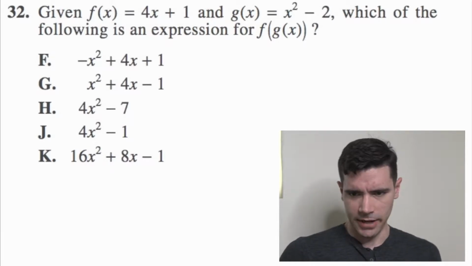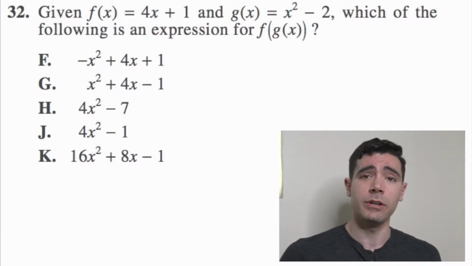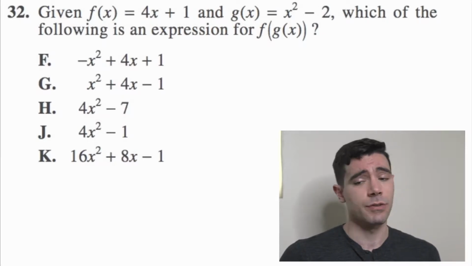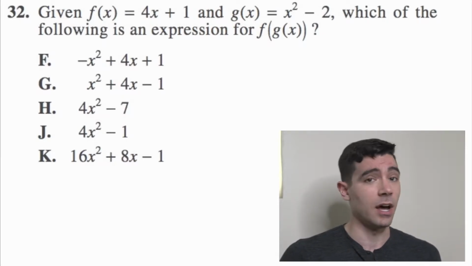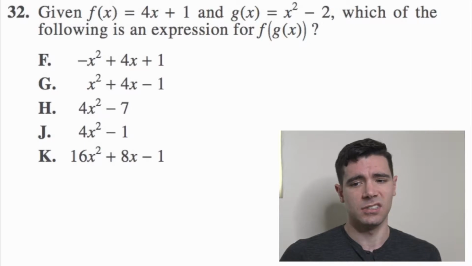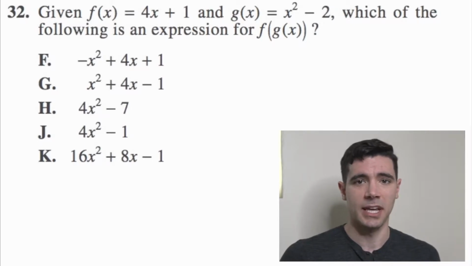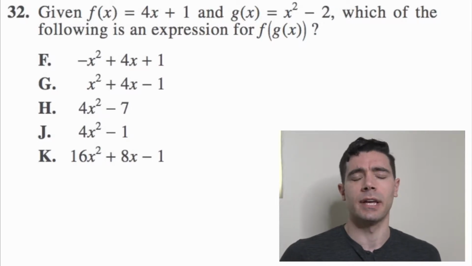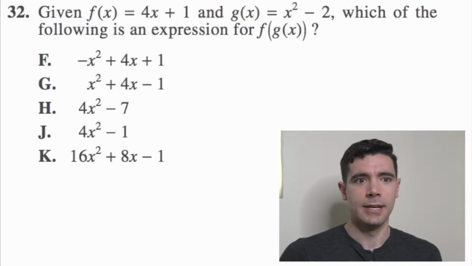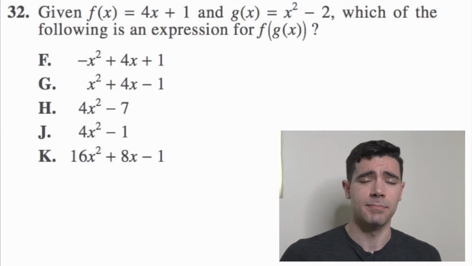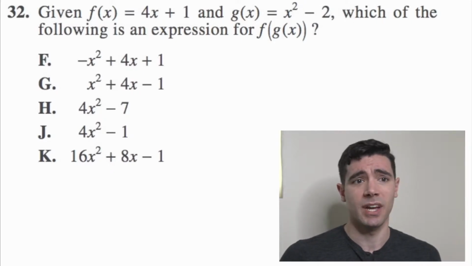It reads, given f of x equals 4x plus 1 and g of x equals x squared minus 2, which of the following is an expression for f of g of x? Ugh, functions. We meet again. But this all seems kind of hypothetical. Like, what would happen if you were to do the f function to the g function? And there's a way to do that algebraically and combining like terms, etc. But I'd rather just pick a number and make it a real situation.